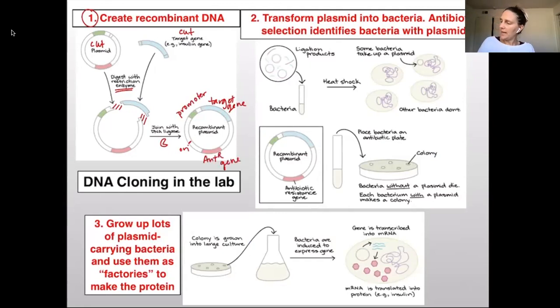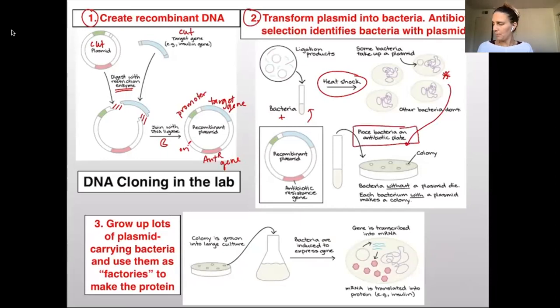Second, now we are going to transform that plasmid into bacteria. So we're going to take our recombinant plasmid, put it with bacteria, and heat shock those bacteria. Only a small percentage of those bacteria are going to pick up the plasmid. We can select for those bacteria by growing them on an antibiotic. So we're going to place the bacteria on an antibiotic plate. Bacteria without the plasmid will die. Bacteria with the plasmid will grow and make clones of our recombinant DNA.